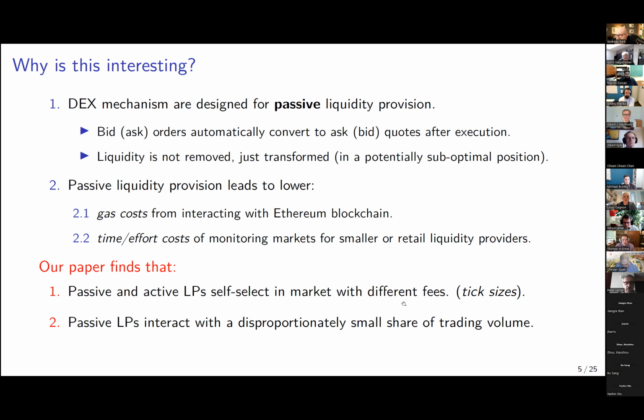So what we find in this paper is that it actually doesn't work quite as promised. We find that there are clienteles, and passive and active liquidity providers will self-select into markets with essentially different tick sizes. And passive liquidity providers, although they represent the majority of liquidity provision, actually don't get the commensurate, the proportional share of the volume. They put on a lot of money and they get to trade very little compared to the money they put on. So that suggests that there is some sort of inefficiency, and the active liquidity providers still come out on top in these markets.